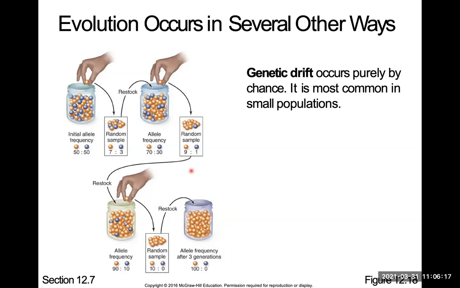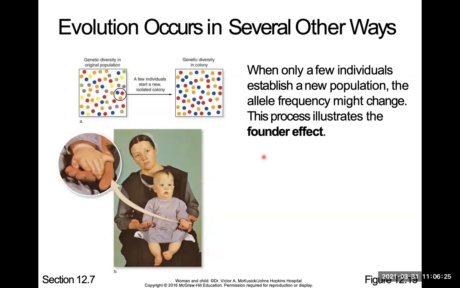So by random chance through genetic drift, some alleles can go extinct, especially if it's a small population. Then there's something that's called founder effect. I'm going to use the example of pilgrims. Pilgrims in Europe didn't like some of the things that were happening in Europe, so they moved to North America. They were a small population.